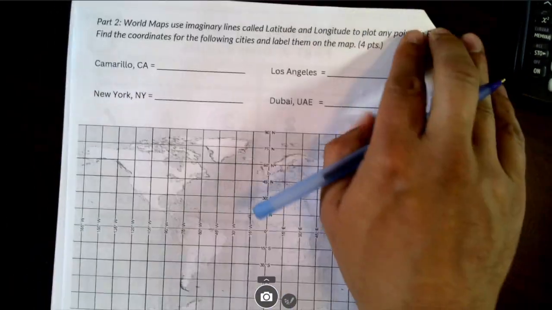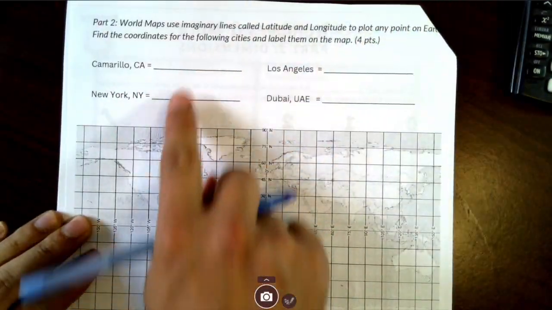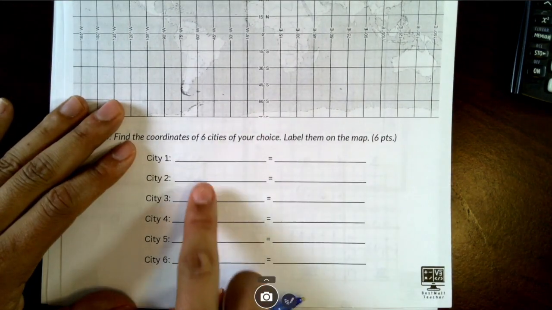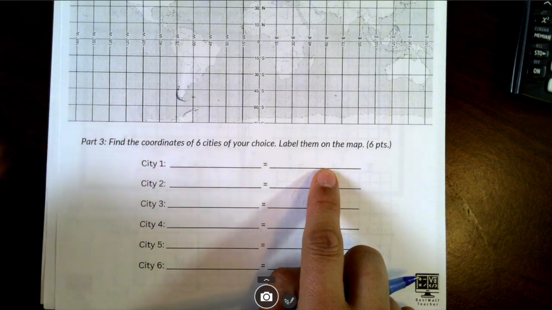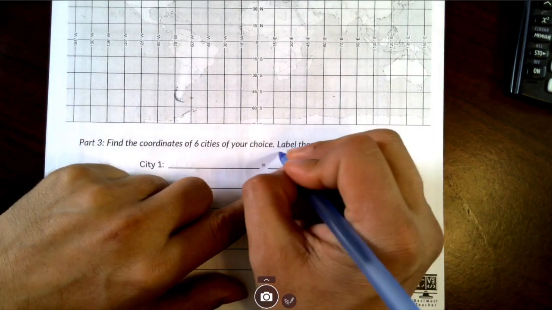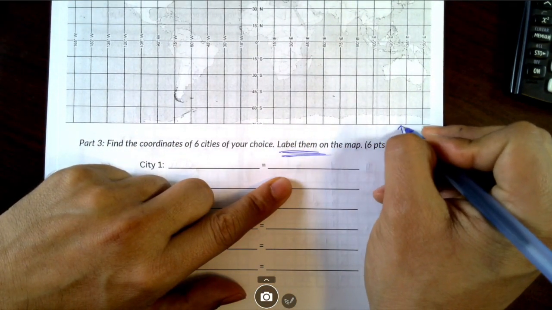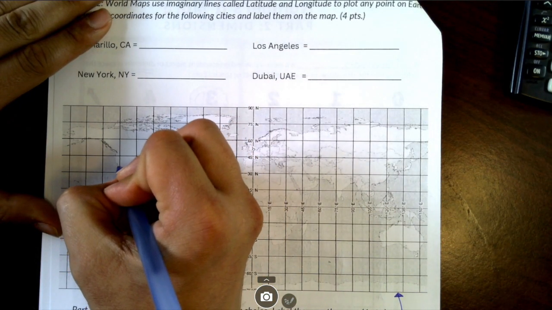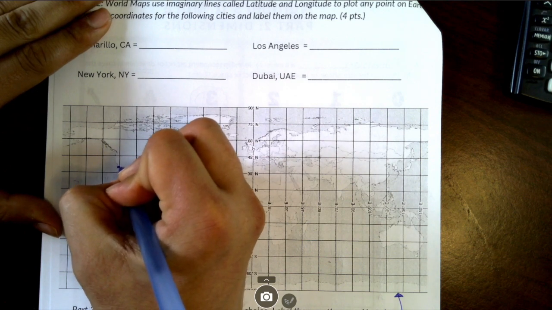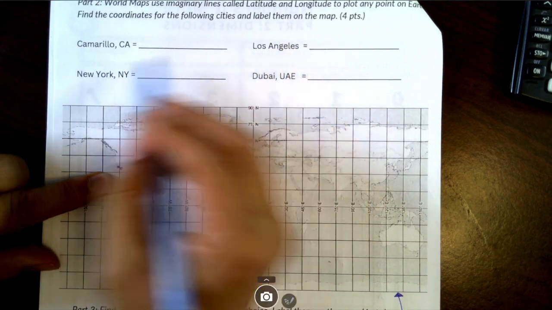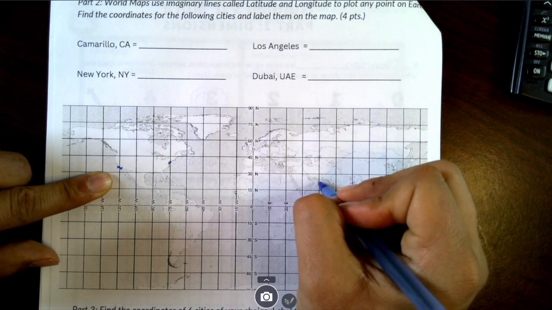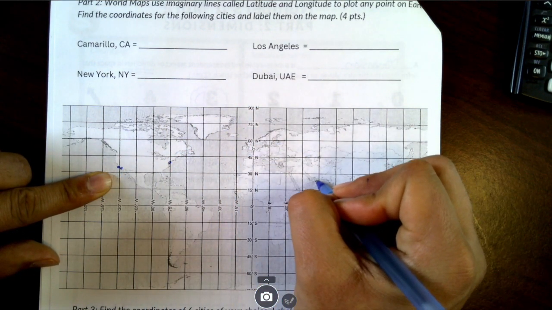And so I'm gonna do 4 for you, and then I want you to do 6 cities, and you have to find the coordinates and also label them on this map. Okay, so I'm gonna do a couple for you. So let's do Camarillo. Camarillo's like right here. LA's like right there. Camarillo, LA. Then we're gonna do New York. And then we're gonna do Dubai, which is somewhere, I think, over here.